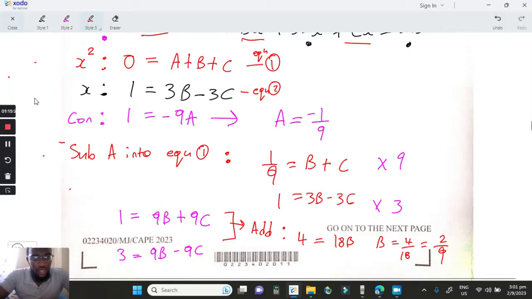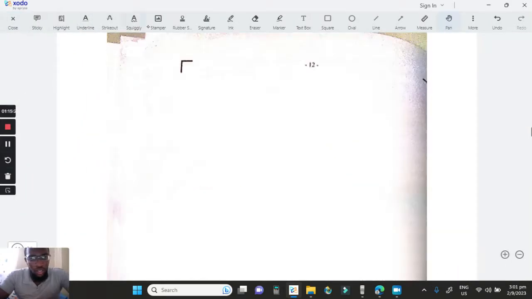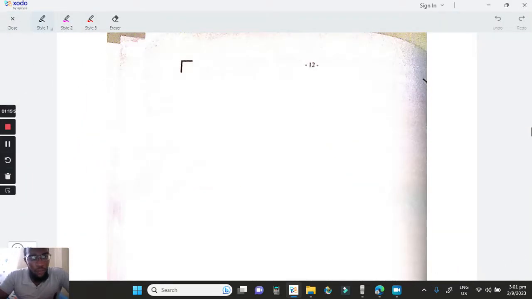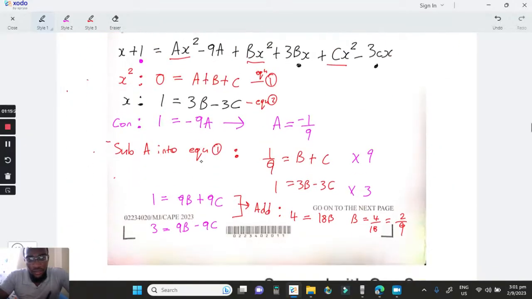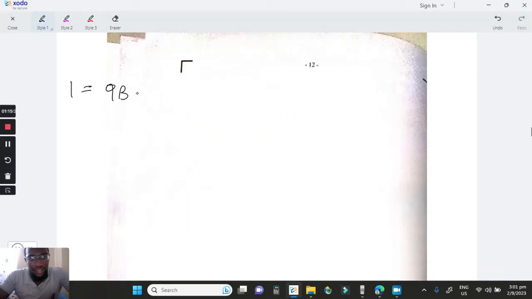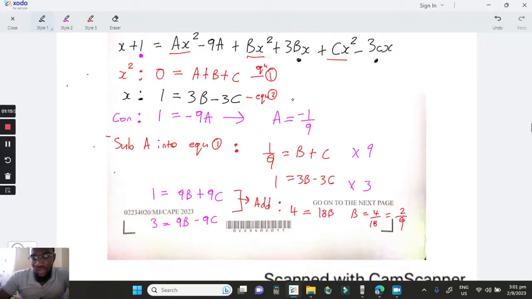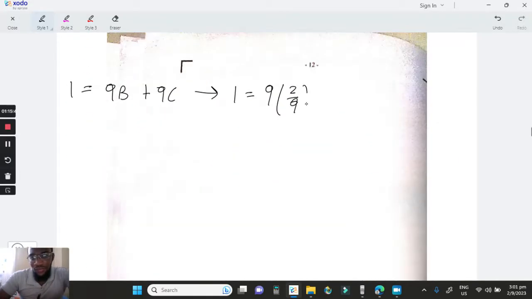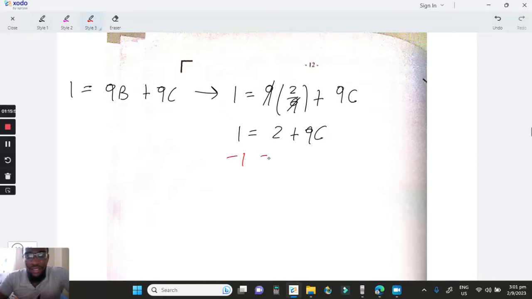Let me zoom out so I can go to the next page. So now, remember, 1 is equal to 9b plus 9c, which means that 1 is equal to 9 times b, which was 2 over 9, plus 9c. This 9 cancels this 9, so 1 is equal to 2 plus 9c. Bring over the 2, that becomes negative 1 is equal to 9c, and so c is equal to negative 1 over 9.